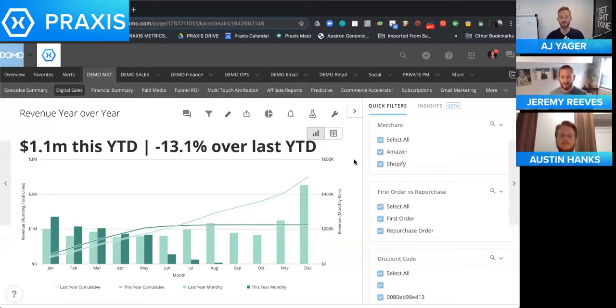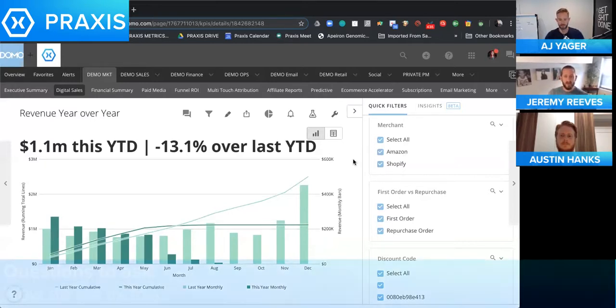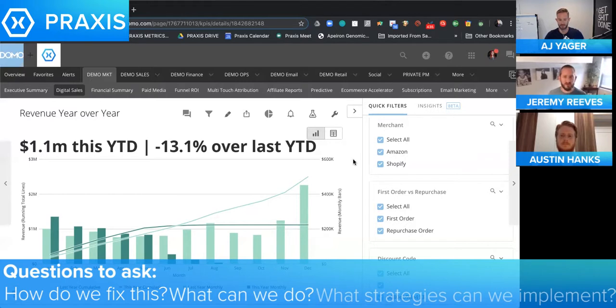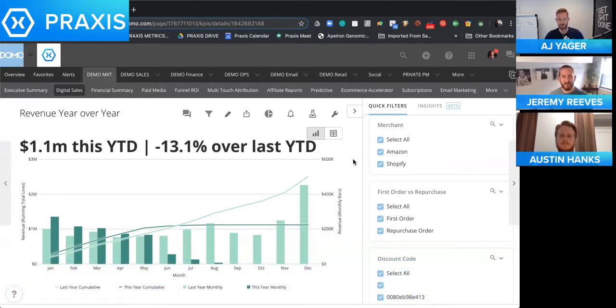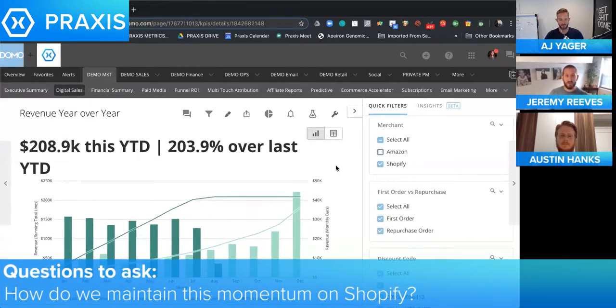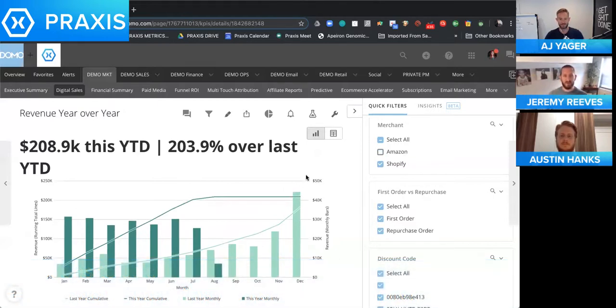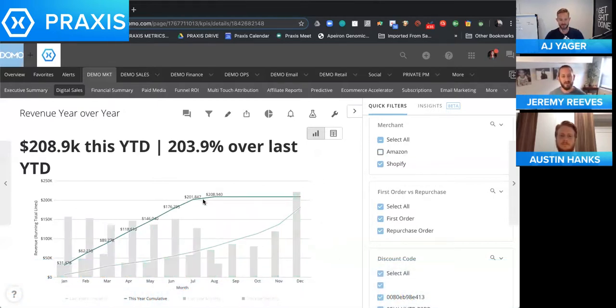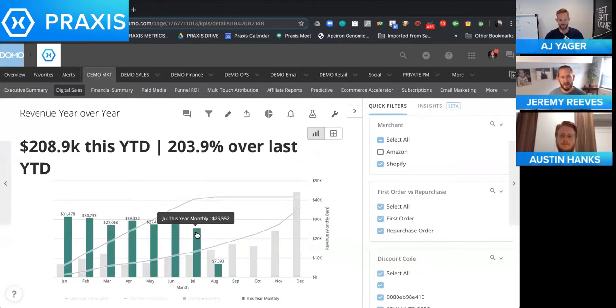So in this example, the Amazon is doing really bad, so then you dig in: how do we fix this? What can we do? What are the strategies we can implement? That sort of thing. And the other side, Shopify, is up, whatever it was, 200%. So it's like, hey, we have this golden goose now. What do we do with it? How do we make the golden goose bigger? That's how I go about looking at that.